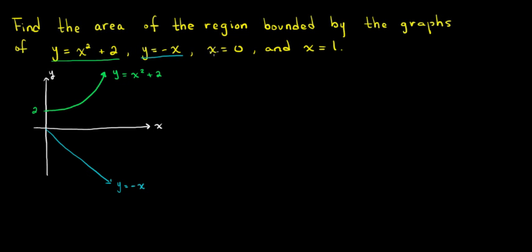And notice that we're going from x equals 0. Well, 0's here, so it looks like I'm restricting myself there, and it looks like I'm going all the way to x equals 1. So it looks like I'm looking at this little region right here. So I'm trying to find the area of all of this here.